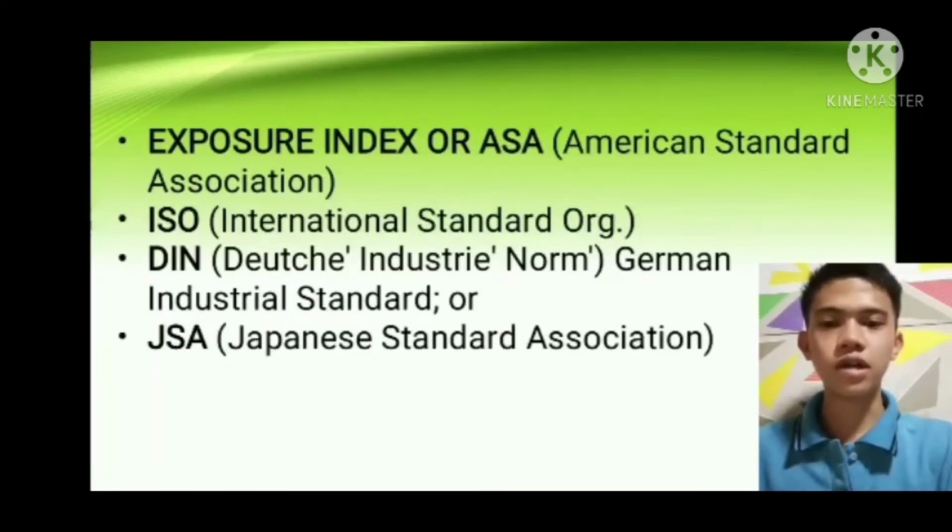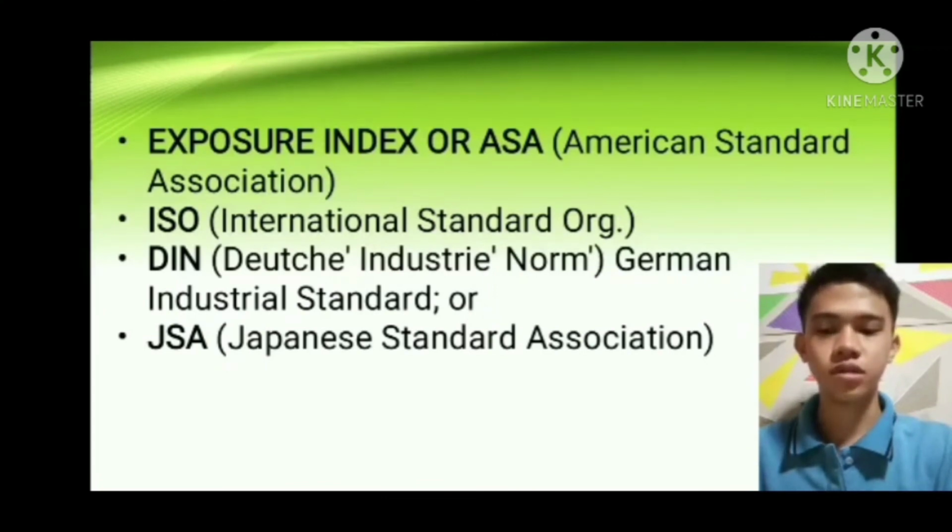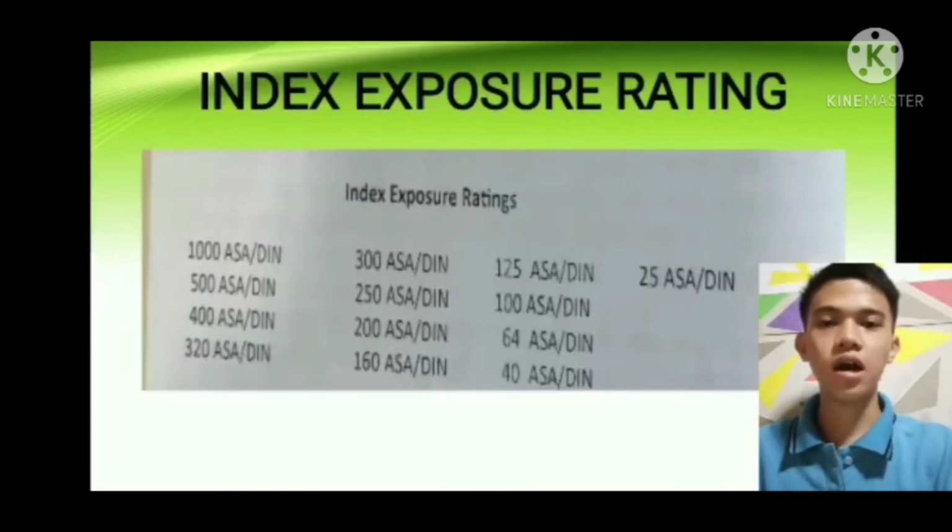Exposure Index or ASA, American Standard Association; ISO, International Standard Organization; DIN, Deutsche Industrie Norm, German Industrial Standard; or JSA, Japanese Standards Association, assign a numerical rating to each emulsion that is manufactured. The exposure index of an emulsion is determined to calculate the amount of light needed to produce an acceptable image. This is the exposure index rating.